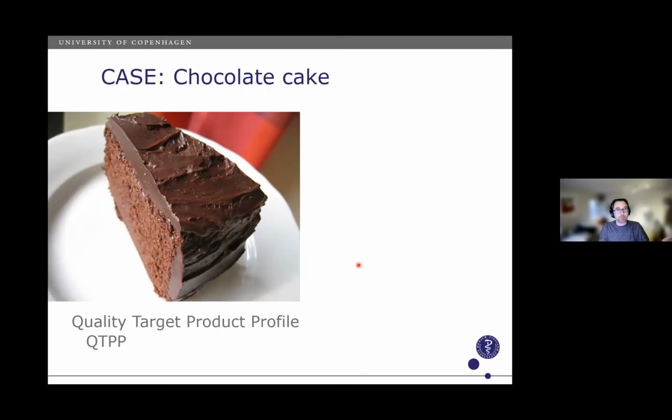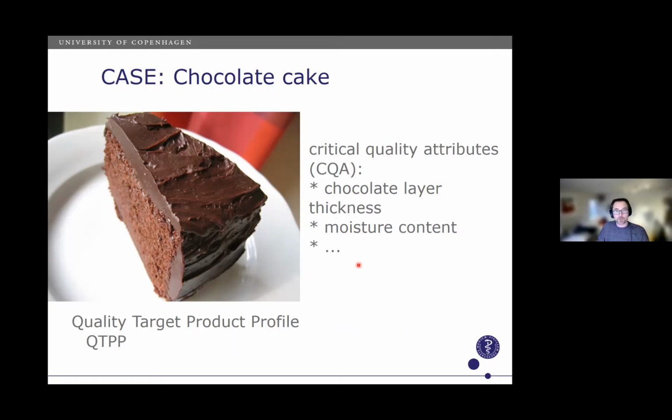So in this beautiful cake, we have many quality properties. For example, for this cake, critical quality attributes could be the chocolate layer thickness or the moisture content of the inner cake. So it is important that you define them. Then you can build up the quality control on measurement of this thickness and the moisture content of the inner cake. So that makes sure that you will always get the desired quality.